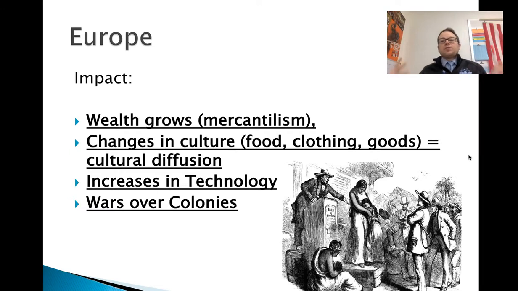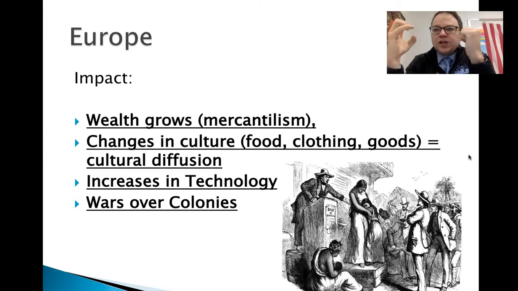Impact on Europe. Europe is going to get extremely wealthy off of all of this through their concept of mercantilism. All right, you're going to see changes of cultures. We talked about this with the Columbian Exchange. Food, clothing, and goods is what we're going to call cultural diffusion, okay? Meaning we're going to take those tomatoes from the New World. We're going to take those noodles from Asia, and we're going to mix them together. We're going to make spaghetti. That's something new. That's something from other cultures, okay?